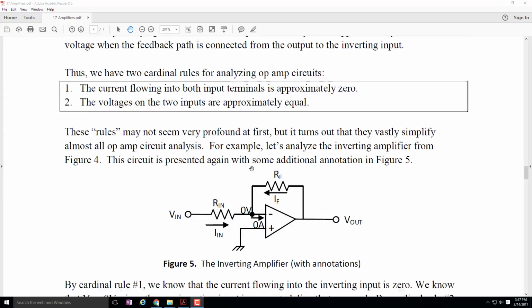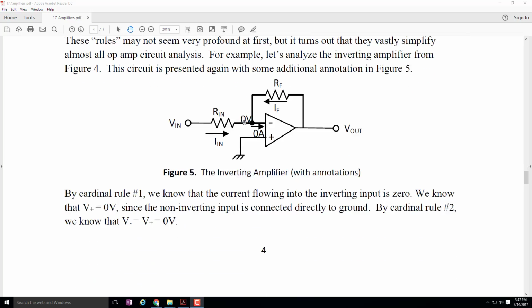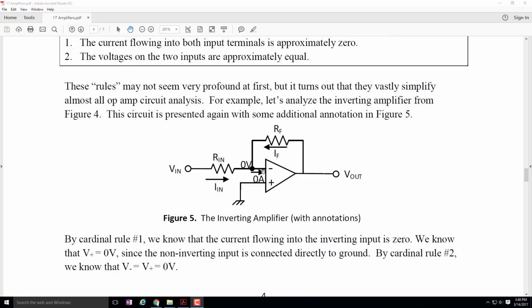Let me zoom in on that circuit so we can see it a little bit better. Maybe I can't zoom in very much, but we get 0 volts right here. That's very important. I also know that there's no current flowing into this terminal. That's the first cardinal rule: the current flowing into both input terminals is approximately 0. So we have 0 amps flowing in here, and 0 volts at this terminal.